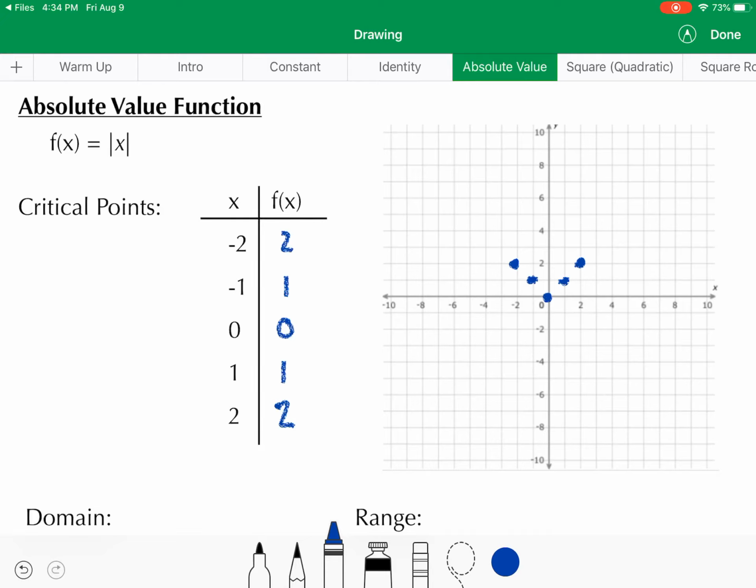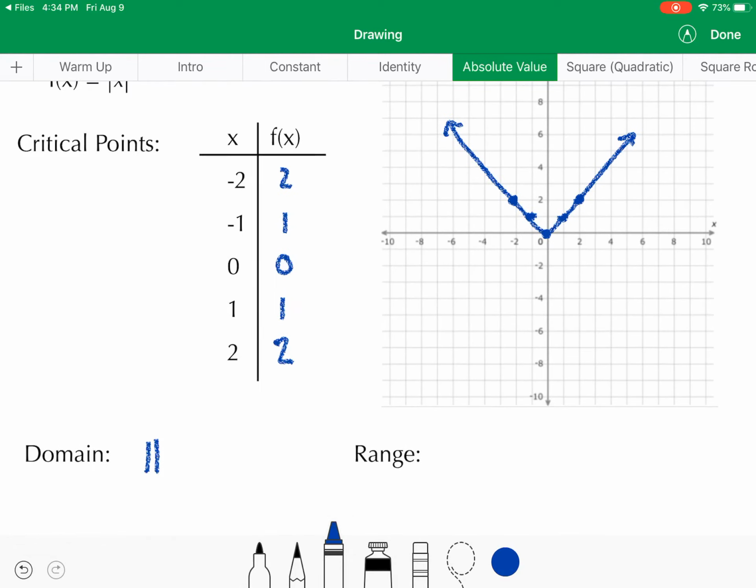All right, when you plot those 5 points, you can see that a V pattern is formed. So absolute value functions will always graph to look like a V. Domain is all real numbers. That's because every number has a distance from 0 on the number line. And the range is all positive values, right? Y greater than or equal to 0. All right, moving on.